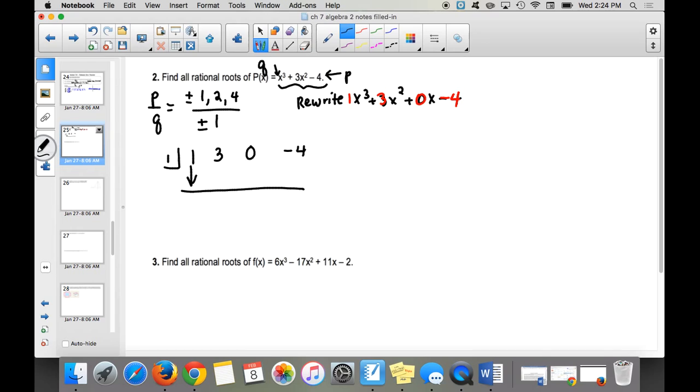And we're going to test these numbers. So we can test 1, 2, 4, negative 1, negative 2, or negative 4. Yes? Sorry. Where does the 1 come in? The 1, it's one of our possibilities. So we're just trying one of them, okay? Oh, okay. So let's say I try 1.